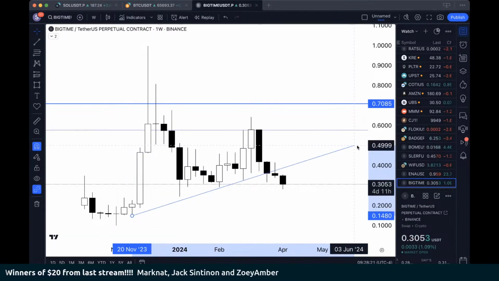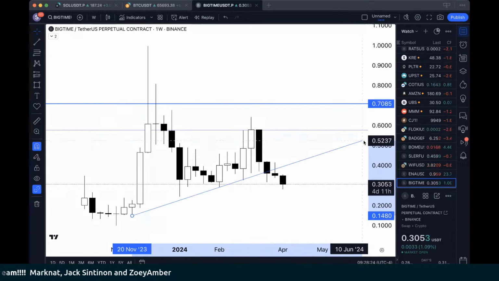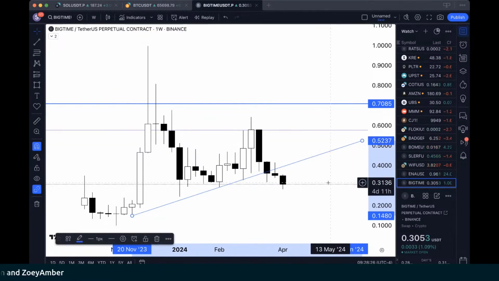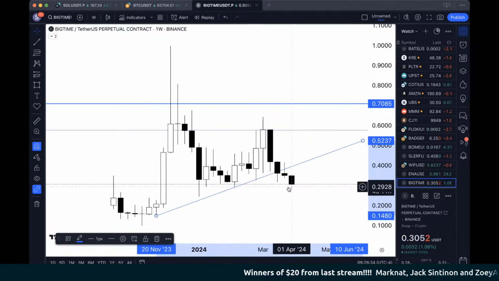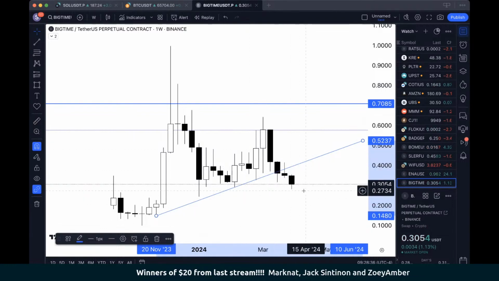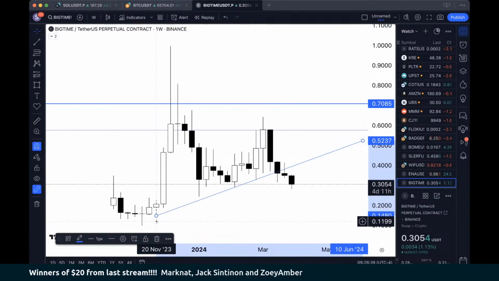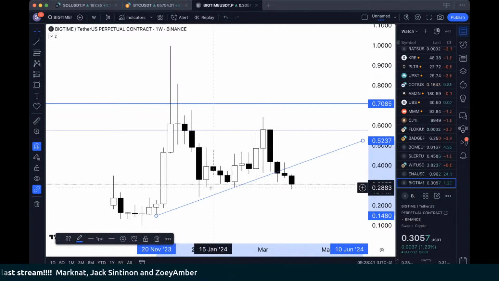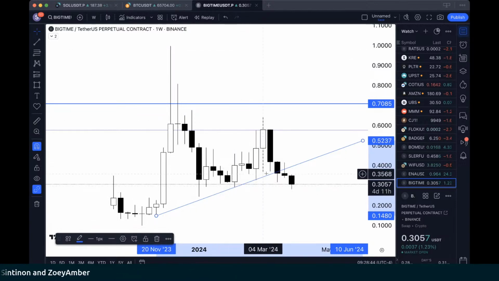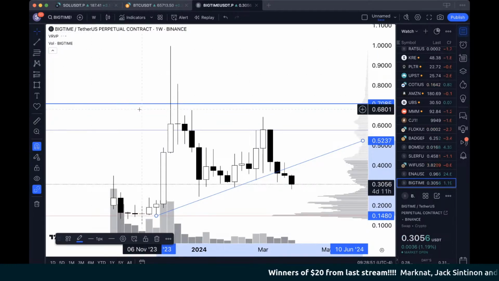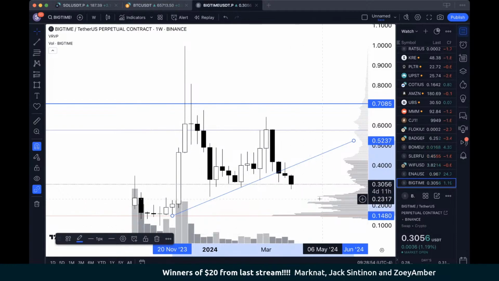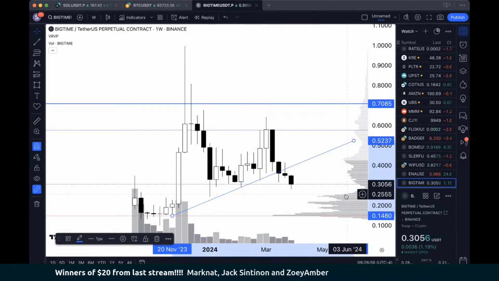I mentioned yesterday, trend lines are not something that I necessarily trade in terms of entries. I use them more as a guide. But what you can see here is that BIG TIME lost this market structure. It had this big move up. It came down. It was still making higher lows, and now it's not. And so you have to wait for it to find its footing.